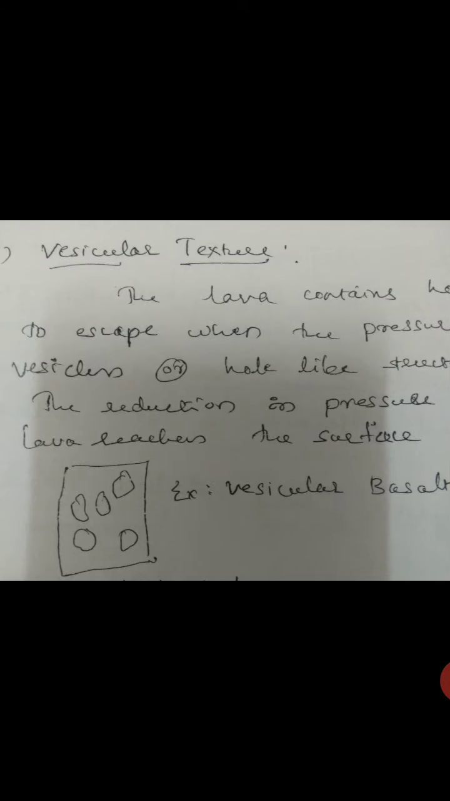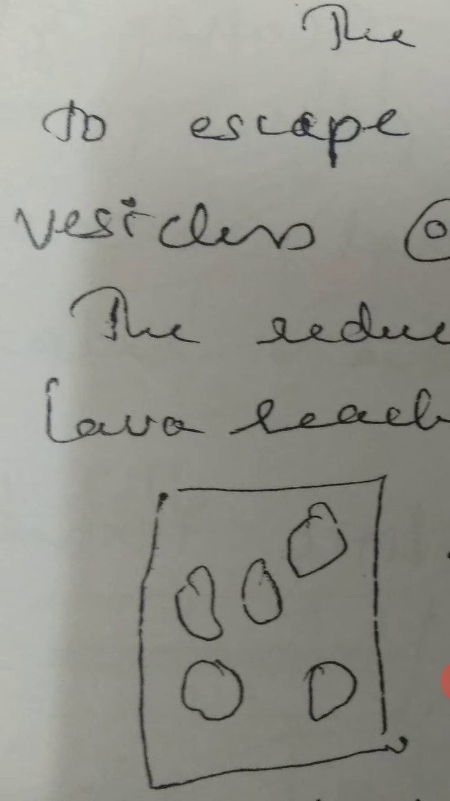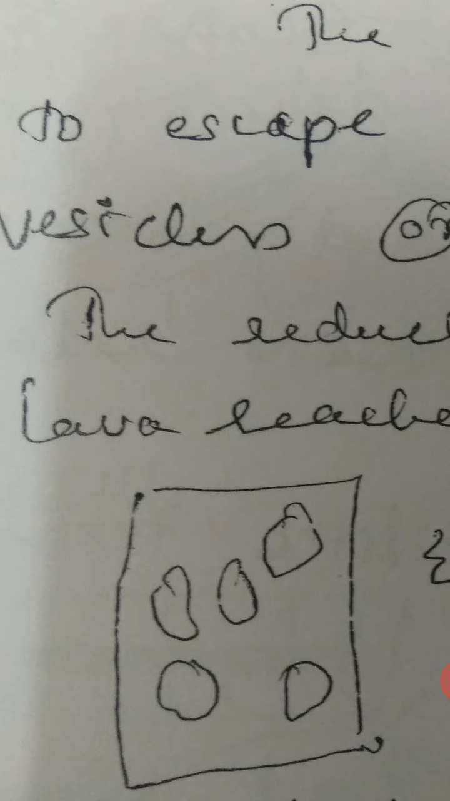The fifth one is vesicular texture. You can see here the vesicles, meaning holes, are present in the rocks. The best example for this vesicular texture is basalt. Basalt is the best rock for vesicular texture. Basalt shows vesicular texture. The lava contains hot gas.